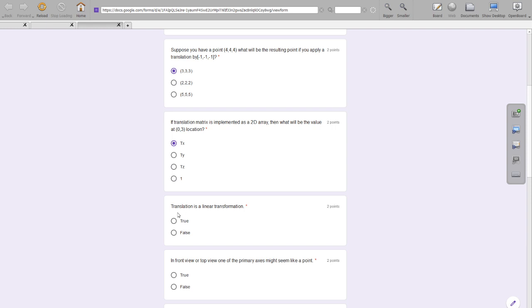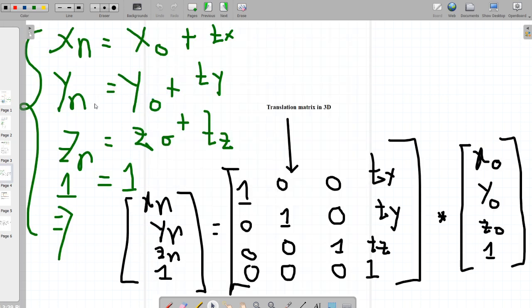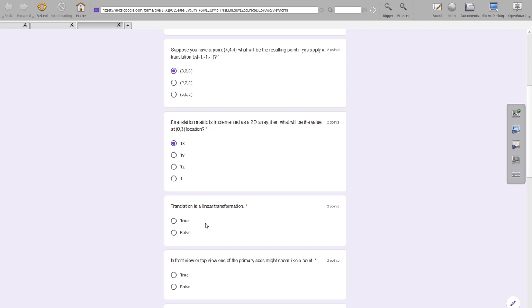Next question. Translation is a linear transformation. True or false? If you look at the equation for translations, all the equations are basically linear equations, because the highest power in these equations is 1. So from this, the fact which follows is the statement is true.